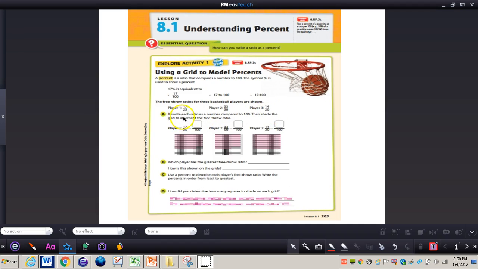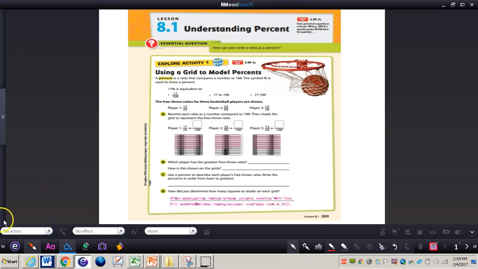Now what we want to do is rewrite each ratio as a number compared to 100. You can see this would not be 17% because it's not compared to 100. This would not be 33% because it's compared to 50, and this would not be 14% because it's compared to 20. A ratio or a percent has to be compared to 100. So what we can see is if we're going to rewrite each ratio as a number compared to 100, then we're going to shade the grid to represent the free throw ratio.